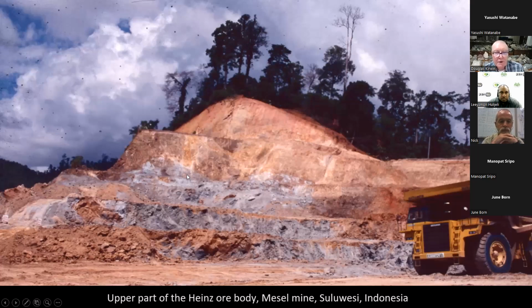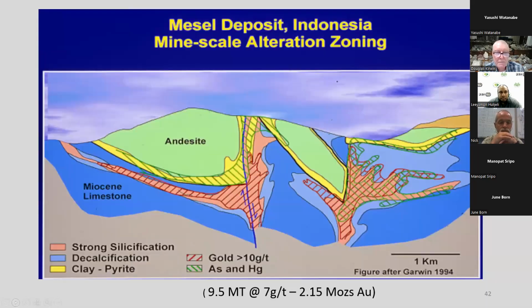This was a photo taken in the early development of the Messel deposit, and it's the upper part of the Hines ore body. It's quite oxidized, and there's a recent volcanic cover, which made exploration somewhat difficult and challenging. But once they opened it up, they clearly saw all the sediment-hosted carbonaceous volcaniclastic breccias that hosted the mineralization.